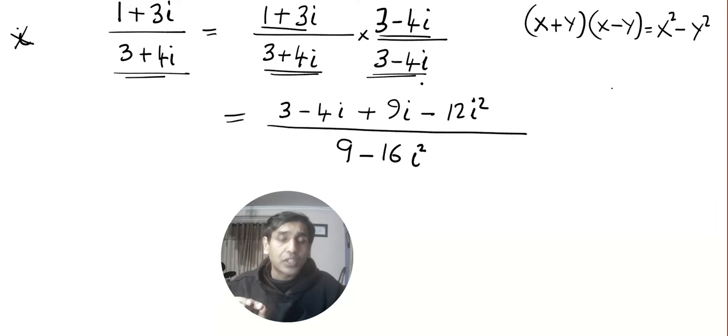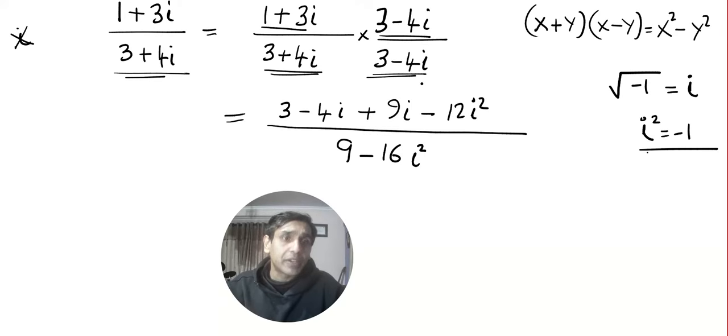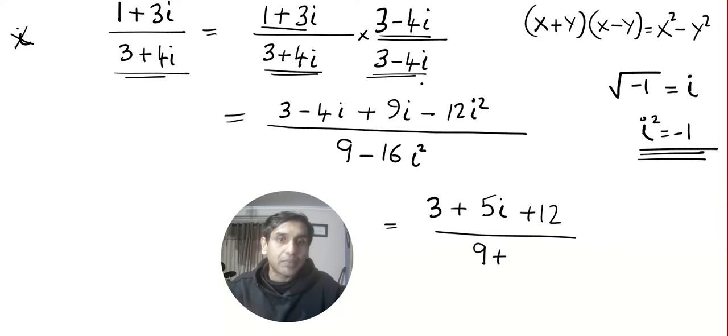I hope you still remember root under minus 1 is our i or iota. So that i squared will be minus 1. Never forget i squared is minus 1. So we can simplify this. 9i minus 4i will be 5i, and this simplifies to plus 12, the whole divided by 9 plus 16. So you get 15 plus 5i divided by 25.